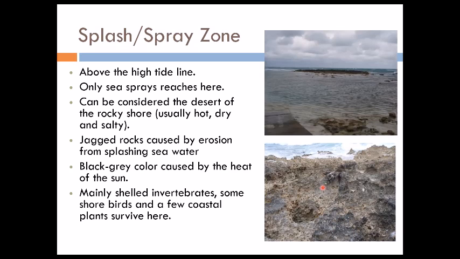What else is notable about the splash zone? Obviously, this is going to be the driest part of the rocky shore, because the only water that this area ever gets is either when it rains or from the water that splashes from these waves. So typically, this is going to be the driest area of the Rocky Shore ecosystem. And this is also the furthest zone inside the Rocky Shore ecosystem.